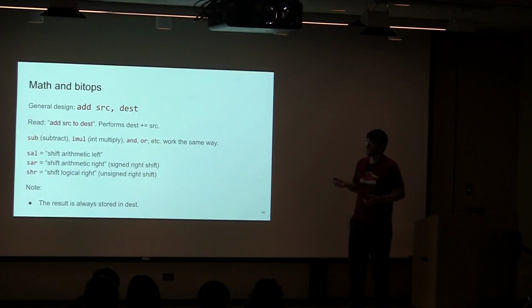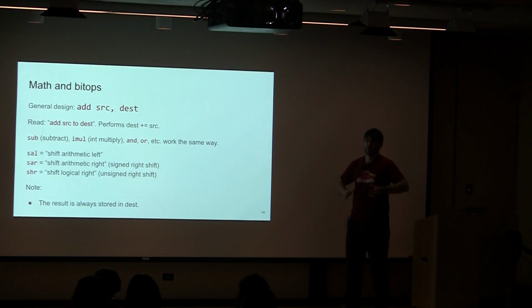In assembly, we make a distinction between a signed shift and an unsigned shift. In C, that's implicit. If you shift a signed number to the right, it does a signed shift in C. If you shift an unsigned number to the right, it does an unsigned shift. But in assembly, the difference is explicit. So a signed right shift pads the left side of the number with the sign bit, so that if you right shift a negative number, it stays negative. An unsigned shift always pads with zeros.